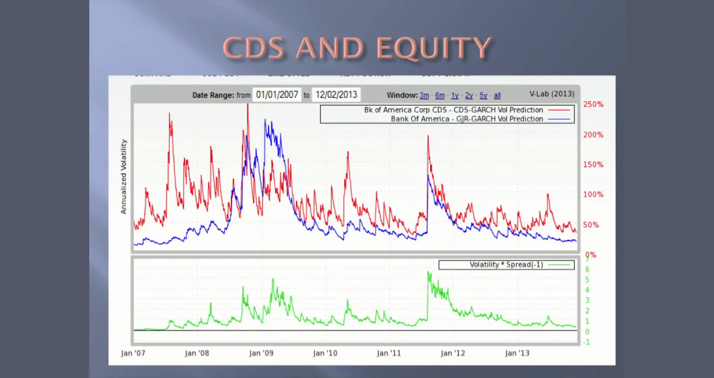We have CDS volatilities in here. And so here I've got the volatility of the CDS for Bank of America as well as Bank of America's equity volatility. And from some simple models, those should be about, you know, closely related. And you can see there is a relationship, but it's not that close.